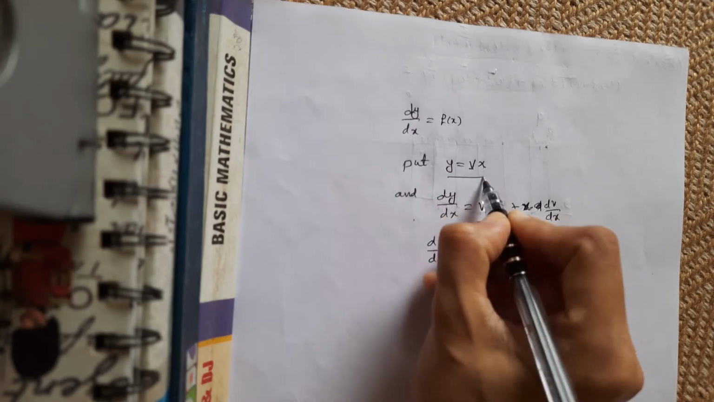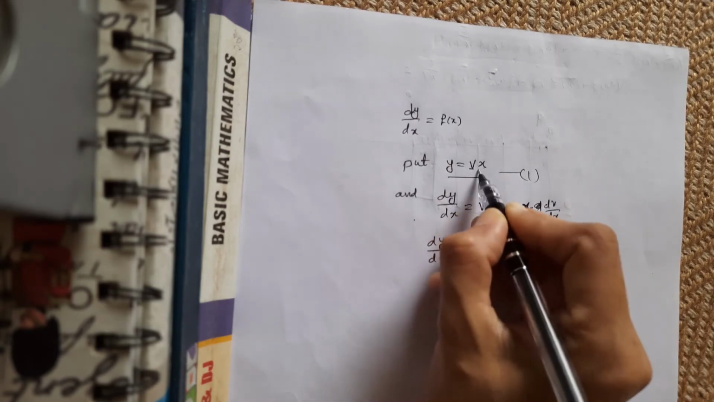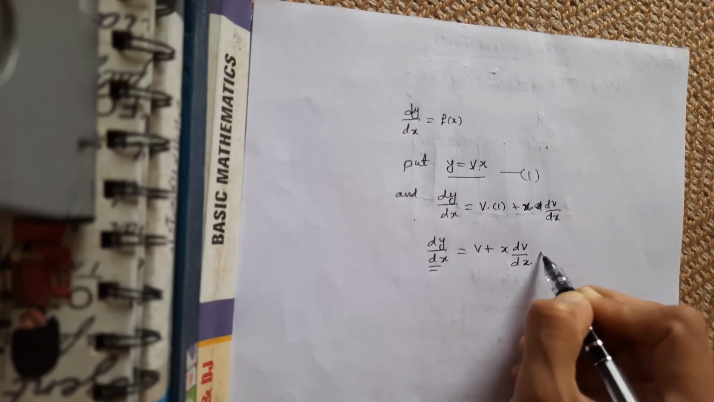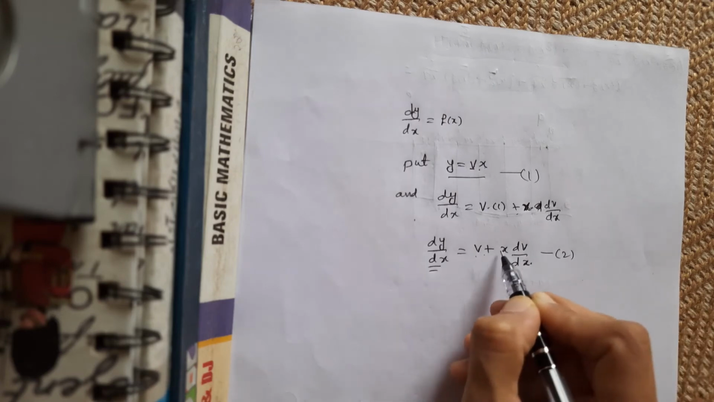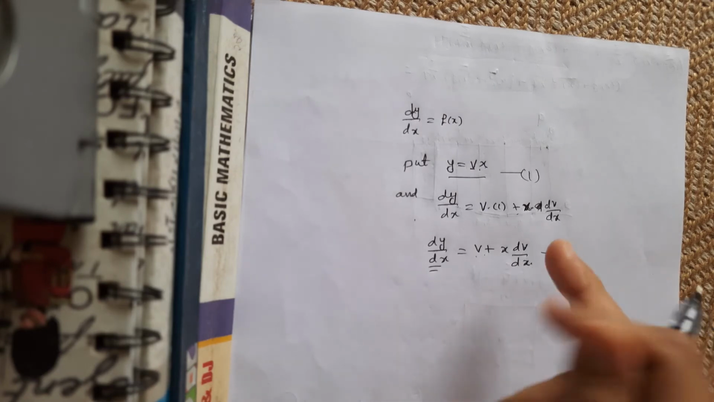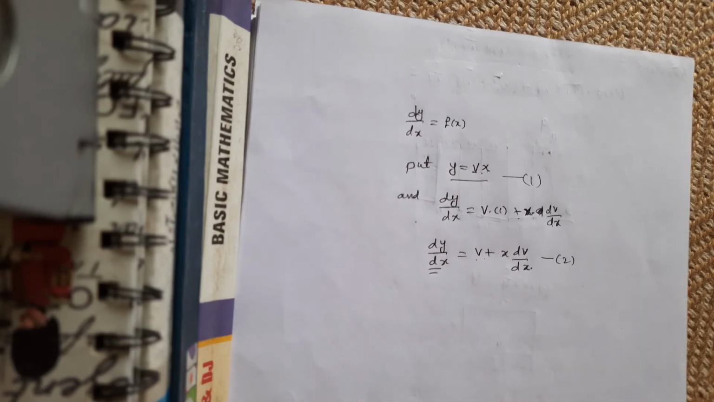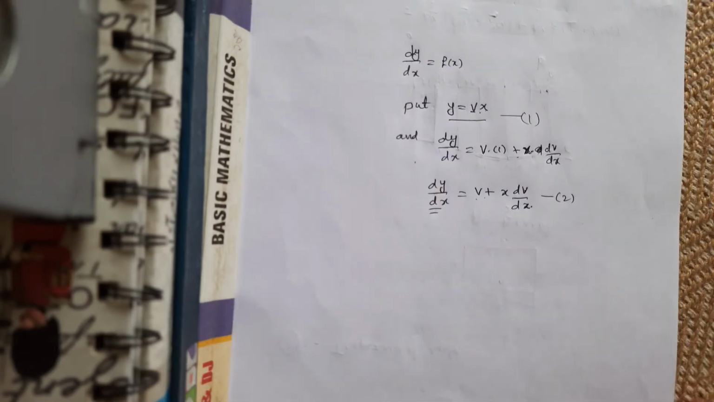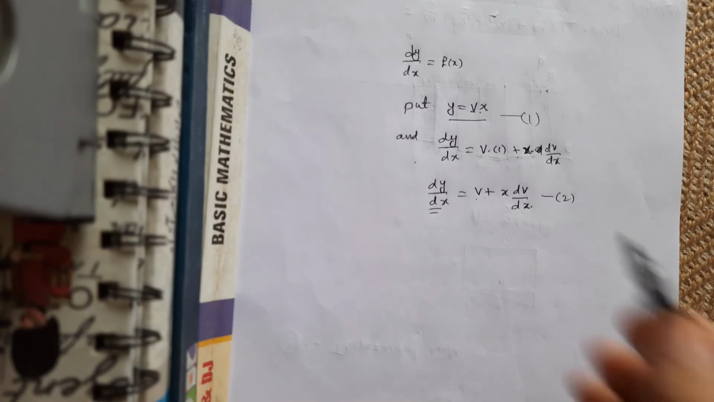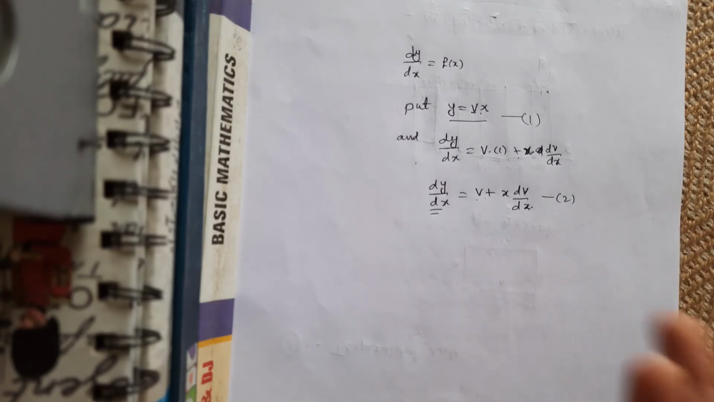So these two substitutions I need to make. First y equals vx, and second dy by dx equals v plus x dv by dx. After substituting these two values, the given homogeneous equation converts into variable separable form in terms of v and x, and we solve it as we solved the variable separable equation in the previous lecture. So let's just solve some examples, then you will understand it.